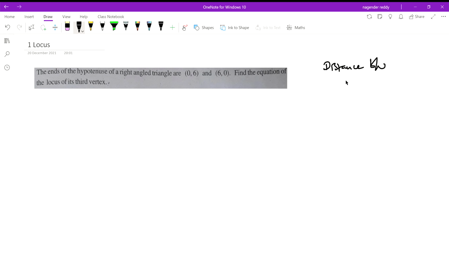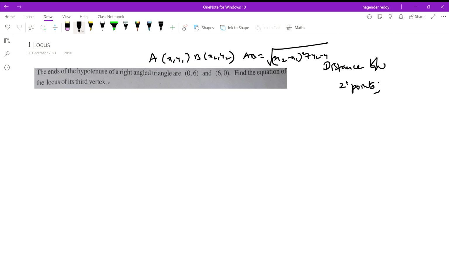Distance between two points. Suppose A is (x1, y1) and B is (x2, y2). Then the distance AB is equal to the square root of (x2 minus x1) whole square plus (y2 minus y1) whole square. Squaring on both sides, we get AB square is equal to that, and the root will be cancelled.